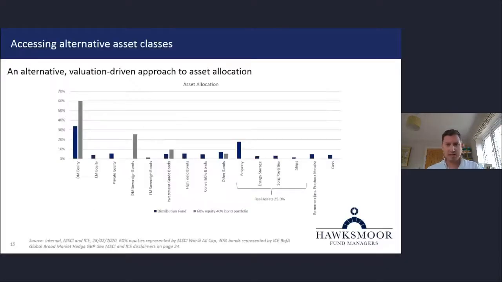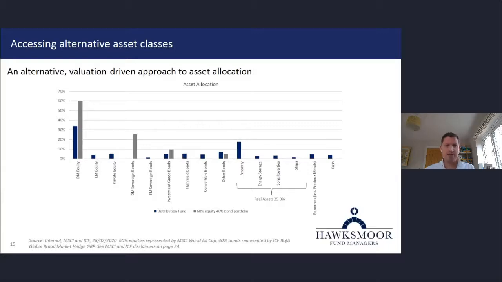So what I'm going to show you on the next slide is the current asset allocation of our distribution fund, which has a risk profile akin to the balanced fund. Indeed, it's within our range. It is the fund that we say has the balanced risk profile, and I compare that to the asset allocation of the simple 60-40 equity bond mix. And there's a couple of things I want to bring out here.